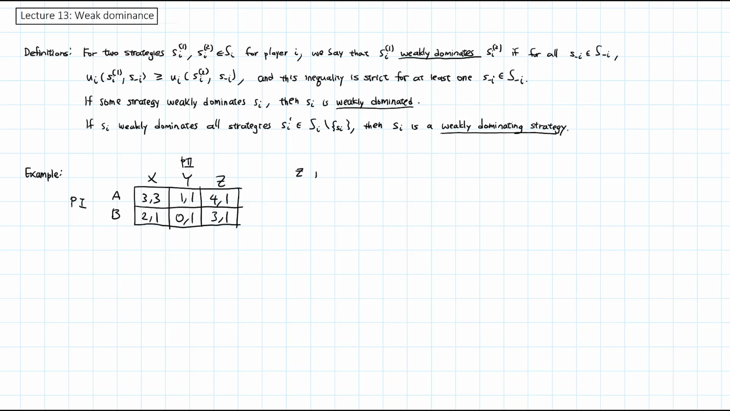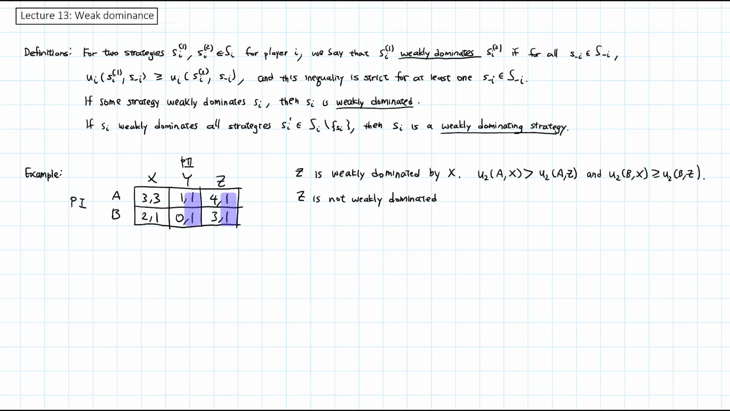We see that Z is weakly dominated by X. When player 1 plays A, the utility for X is strictly greater than playing Z. And when player 1 plays B, the utilities are equal, so the utility for playing X is at least the utility of playing Z. Now notice that Z is not weakly dominated by Y, since they give you the same utilities. There is no case where we get strict inequality.